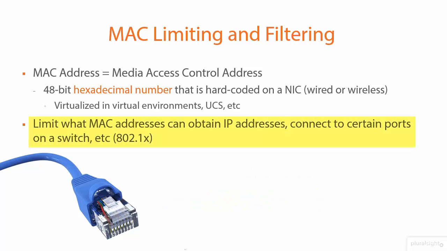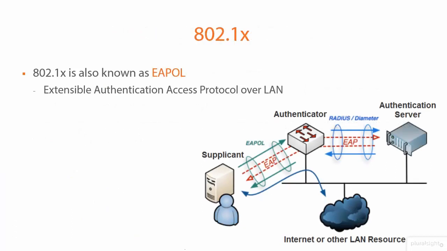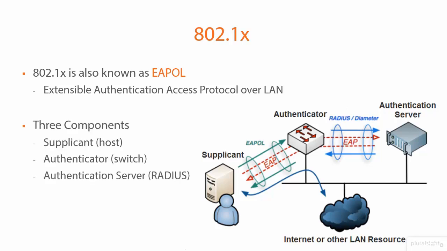So we can basically limit what MAC addresses can obtain IP addresses, and limit what MAC addresses can connect to certain ports on a switch. All right, so in doing so, we can do something called 802.1x. And that is otherwise known as EAPOL, or Extensible Authentication Protocol over LAN. And with that technology, we have three components. We have a supplicant, which is the host. We have an authenticator, which is a switch. And then an authentication server, or RADIUS server in this example, right? Remote Authentication Dial-In User Service.